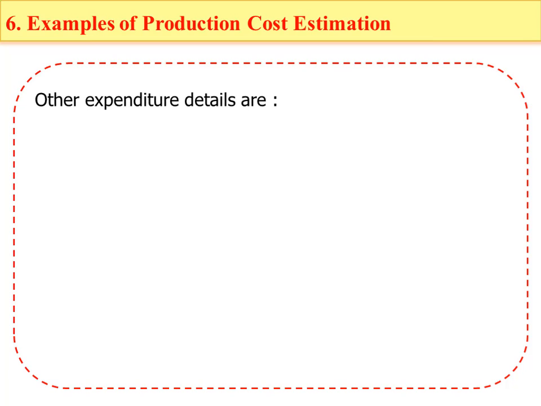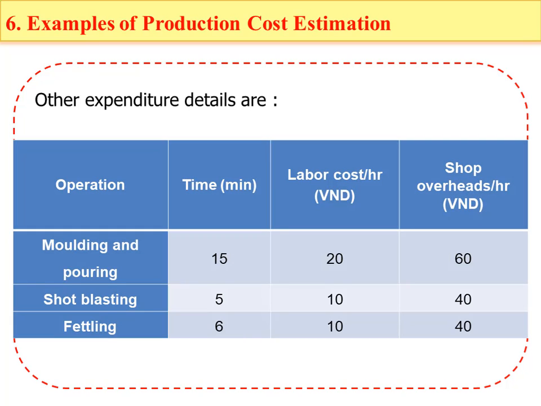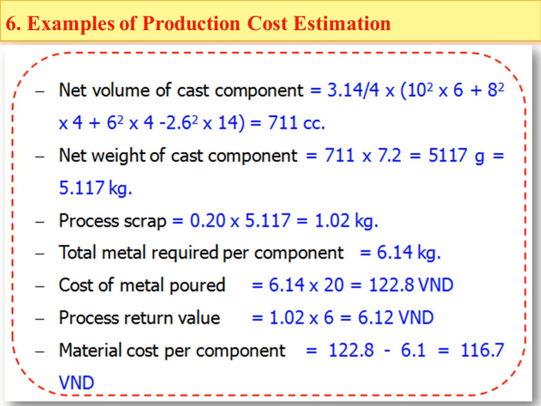Now we go on to the other expenditure detail. It is the same as the previous example. There are 3 columns: the time in minutes, the labor cost, and the shop overhead. And there are 3 rows, including molding and pouring, the soft blasting, and the fastening. Now we will calculate the net volume of the cast component. It depends on the shape of the object.